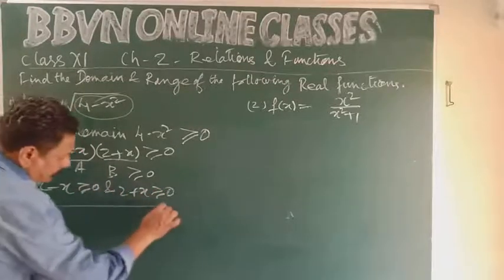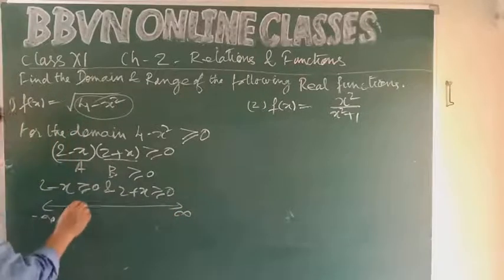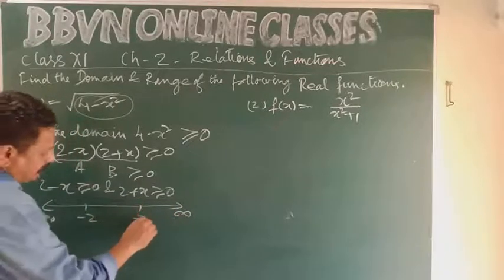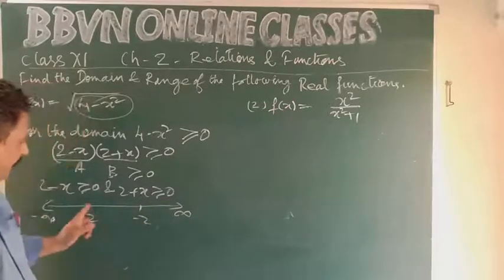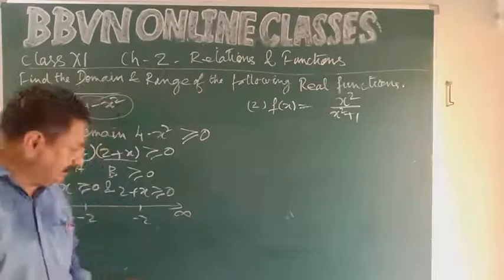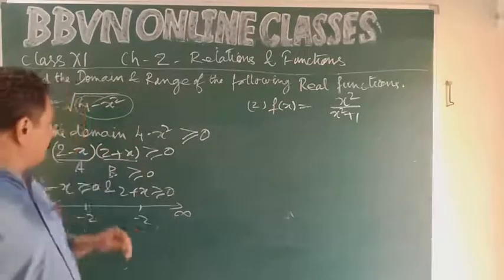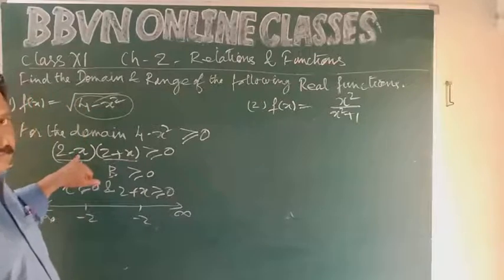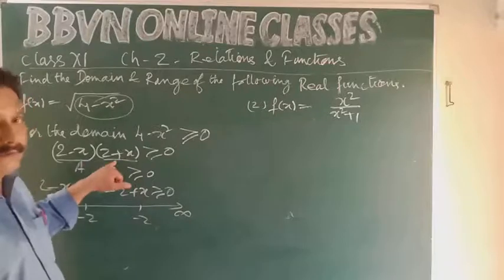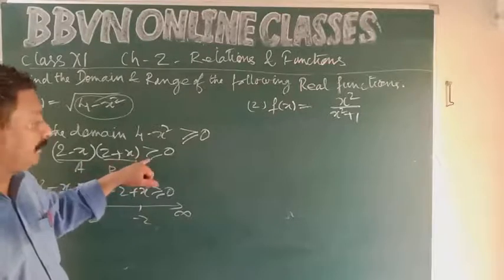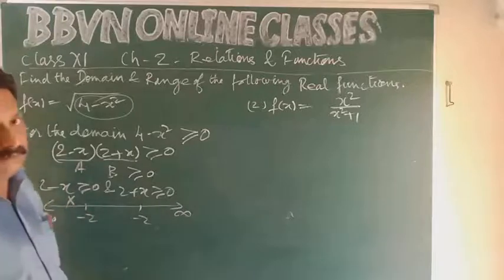Let's consider a number line, minus infinity to plus infinity. I have a point minus 2 and another point plus 2. Now if I consider any value of x that is less than minus 2, say for instance minus 3, this becomes positive and this becomes negative. Positive into negative is negative. It will not be greater than or equal to 0. So this region is not considered in the domain.